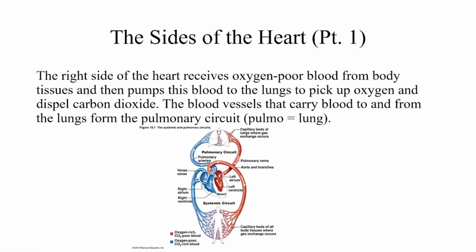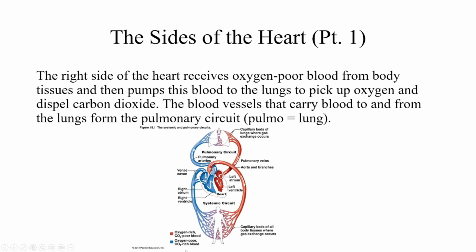The right side of the heart receives oxygen-poor blood from body tissues, and then it pumps this blood to the lungs to pick up the oxygen and dispel carbon dioxide. For example, when you breathe in, you're breathing in oxygen, but when you breathe out, you're breathing out carbon dioxide. The blood vessels that carry blood to and from the lungs form what's called the pulmonary circuit, and pulmo basically just means lung. Here's a visual demonstration of this.